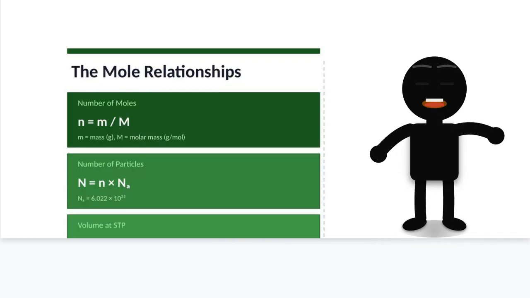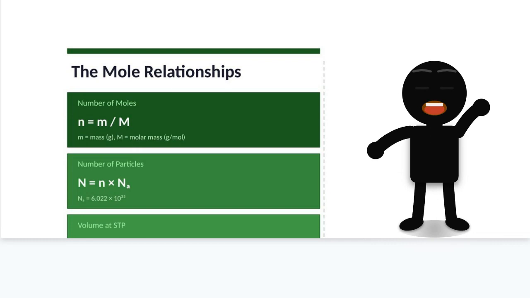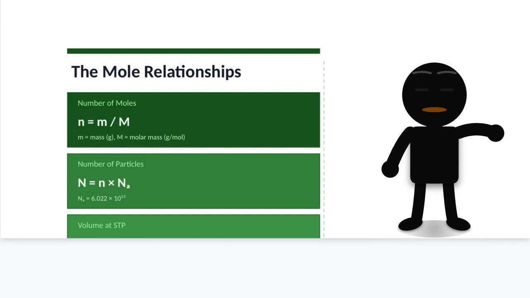There are 3 key relationships you need to master. The first is how to find the number of moles. Moles equals mass divided by molar mass. So if you have 36 grams of water, and the molar mass of water is 18 grams per mole, then you have 36 divided by 18, which is 2 moles.